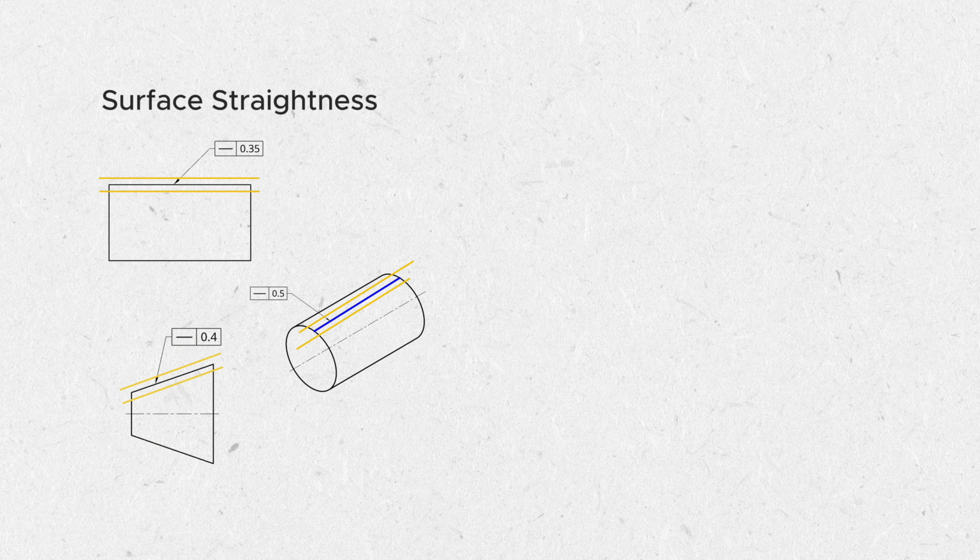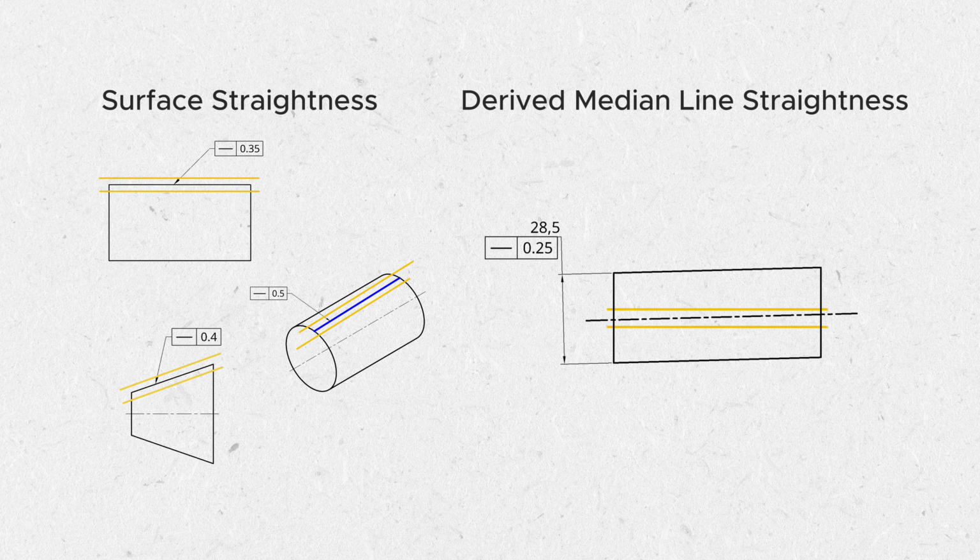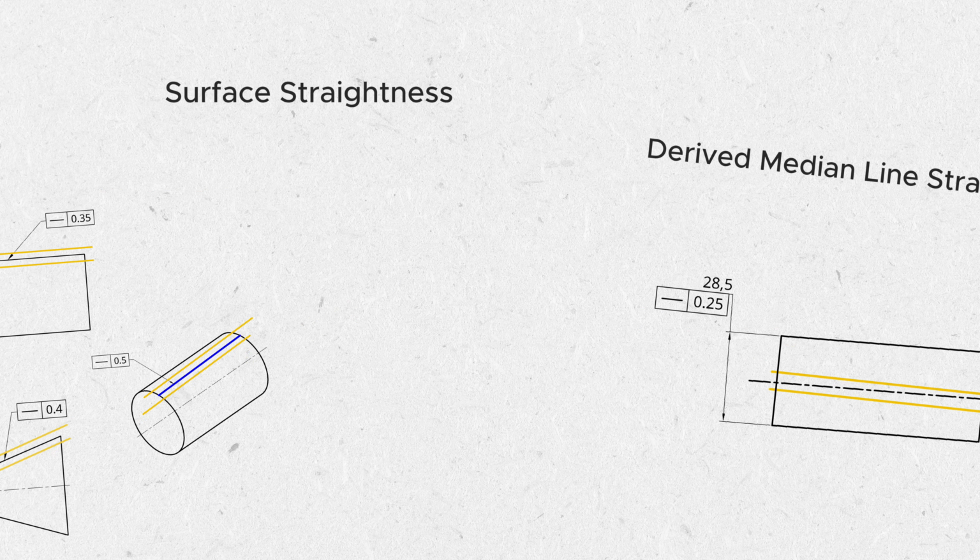It can also control the straightness of a derived median line on a cylindrical feature. These two types of straightness have very different meanings, but fortunately they're clearly distinguished on technical drawings by how the feature control frame is applied.